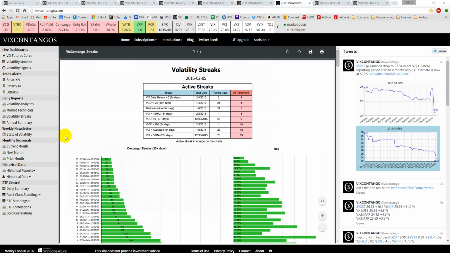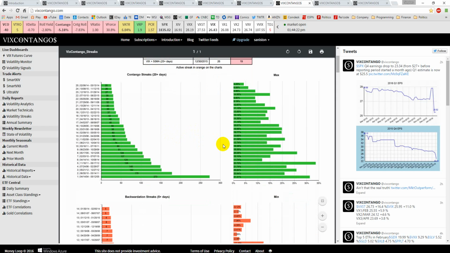The next report is volatility streaks, in which we plot major volatility streaks. So at the very top here, we have a summary of all the volatility streaks. So for example, VCO less than minus 25, this streak is currently 24 trading days, and this is the fourth longest of all time. We have a long backwardation streak, which is also 24 trading days, and this is the fifth of all time. So you get to see a summary of all the major streaks ordered by all-time rank.